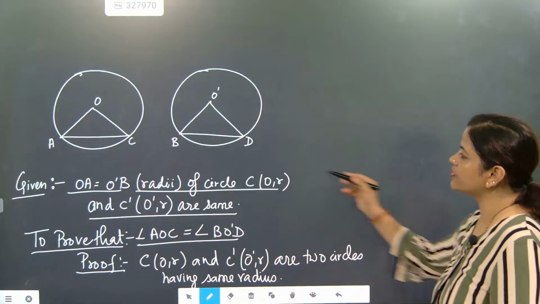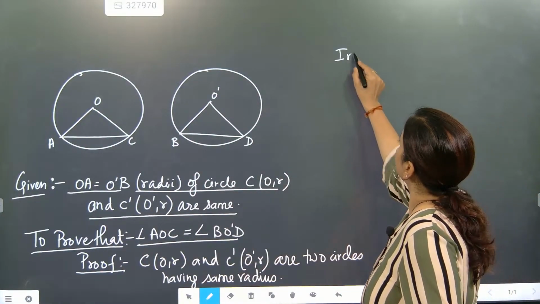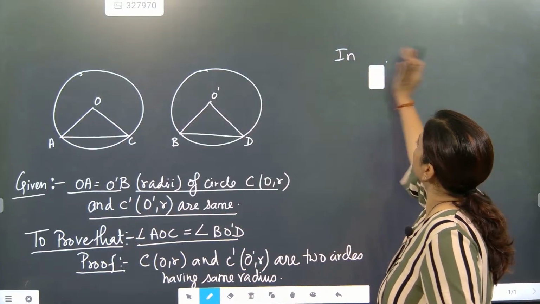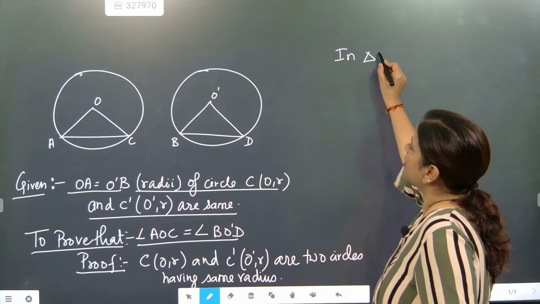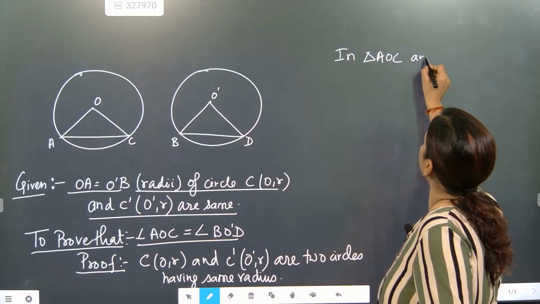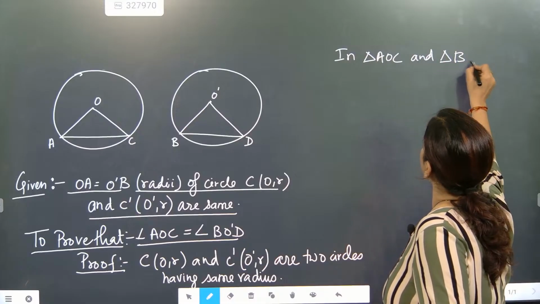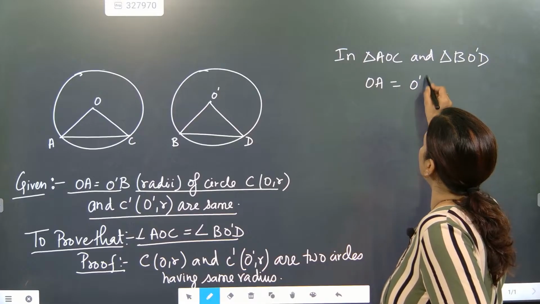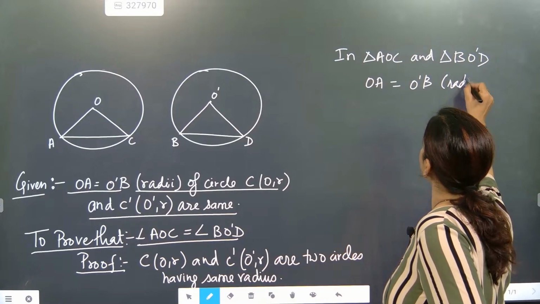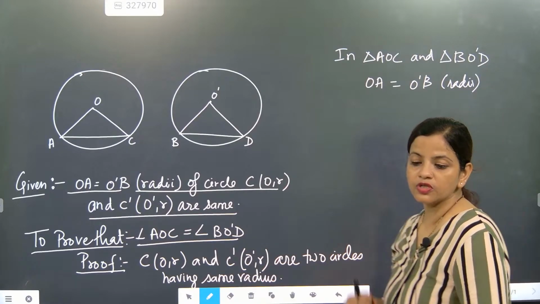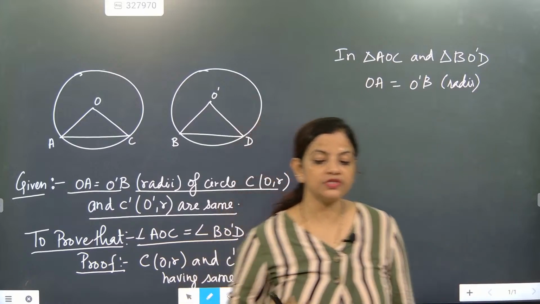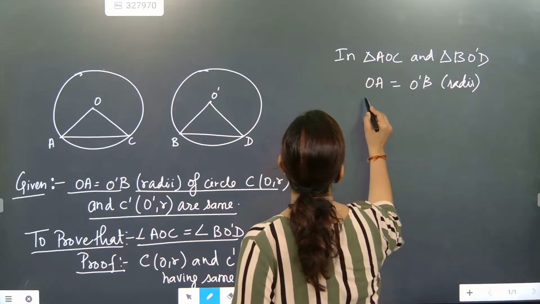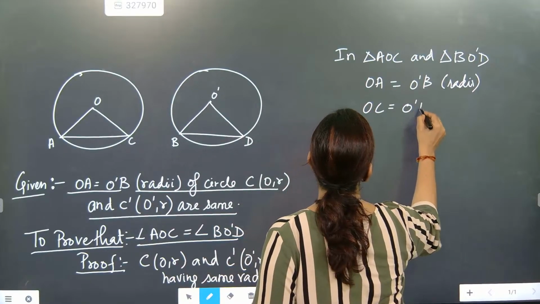We need to prove, in the proof section, in the circles only, in triangle AOC and triangle BO'D. Now already we know that OA is equal to O'B, that is radii of circle. Because both the circles are congruent. Why? Because their radii are equal. Now what we can do here is OC is equal to O'D.